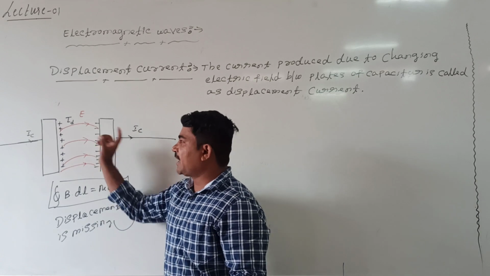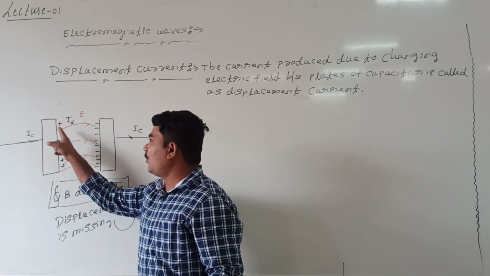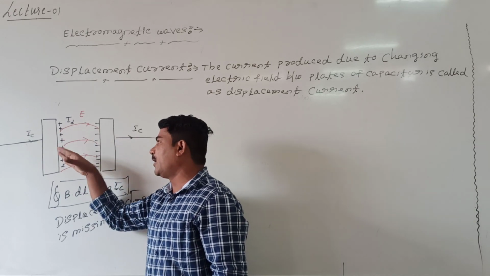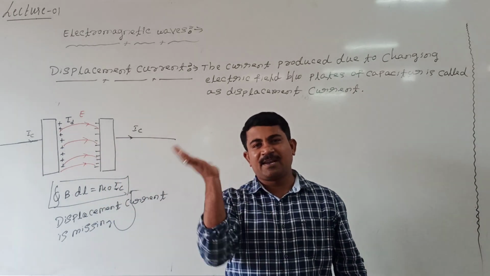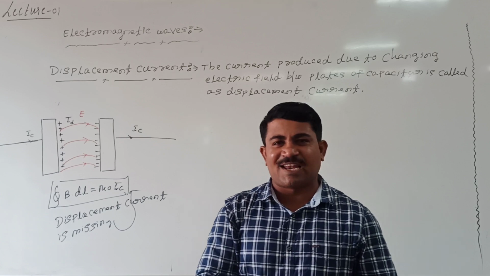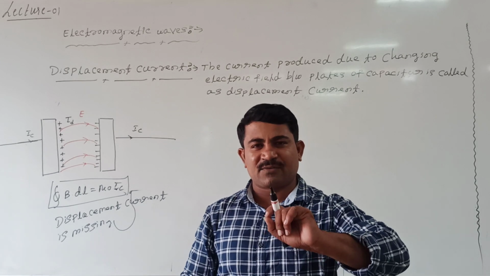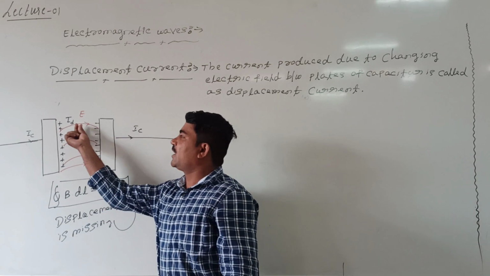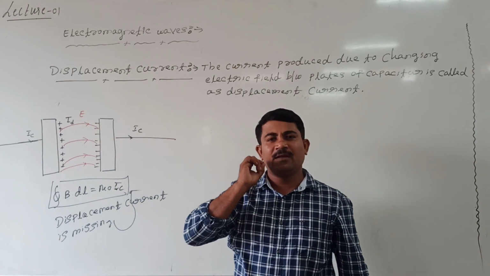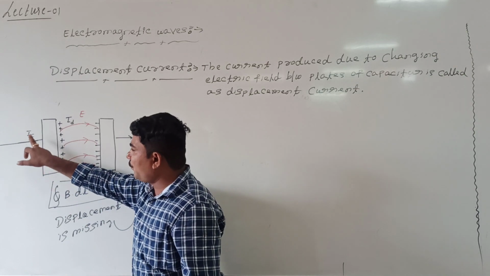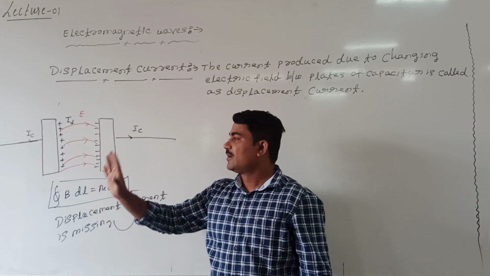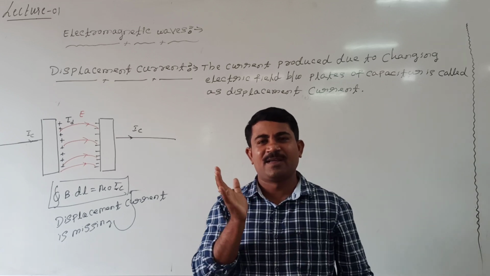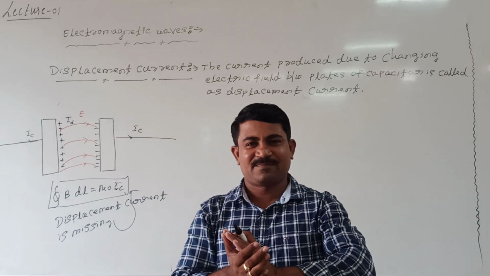And how is the displacement current produced? Wherever current flows, more charges are deposited. Due to more charges deposited, electric field always changes. Wherever electric field changes, electric flux also changes. Wherever electric flux changes, an additional current is produced between the plates of capacitor, that we are calling displacement current. Remember, conduction current is due to flow of charges, but displacement current is due to only changing electric field, not due to flow of charges.